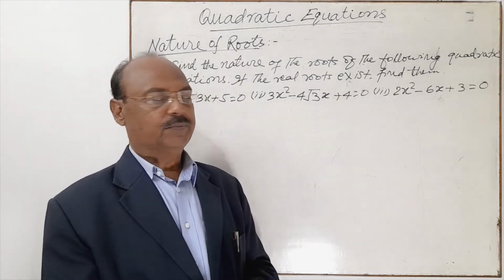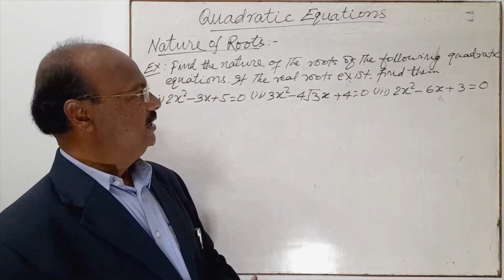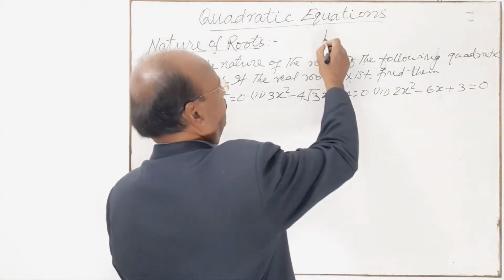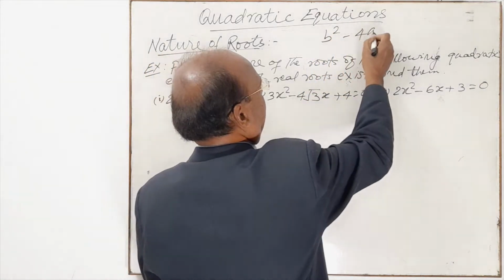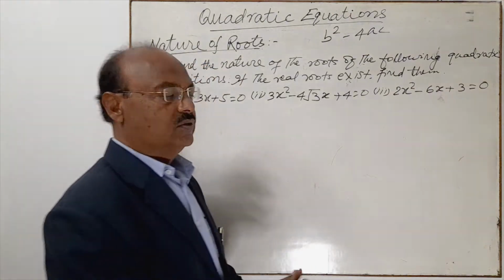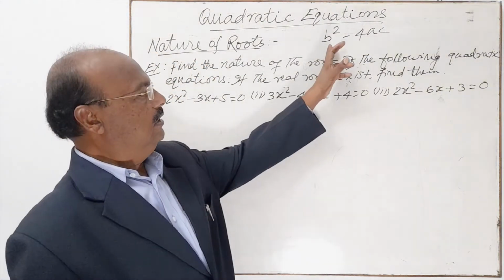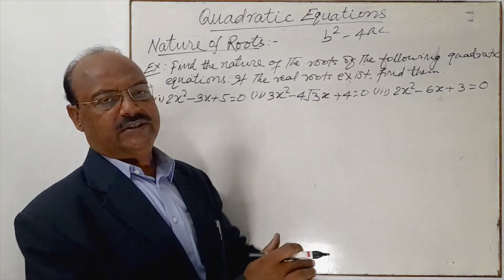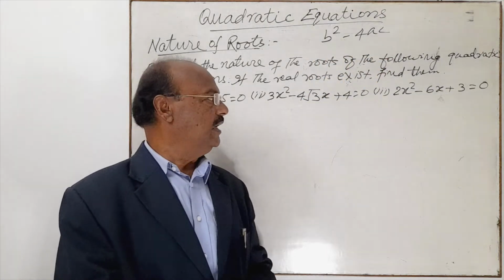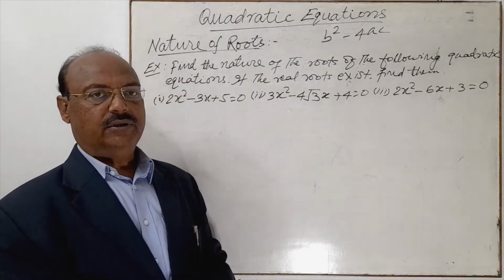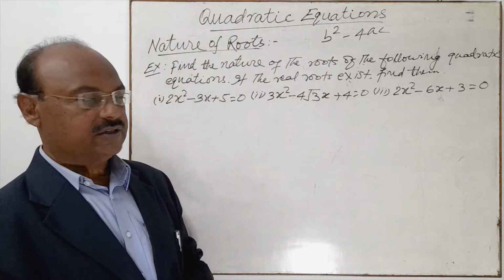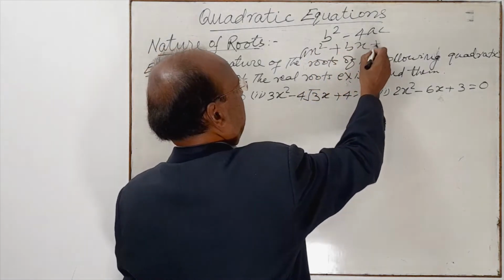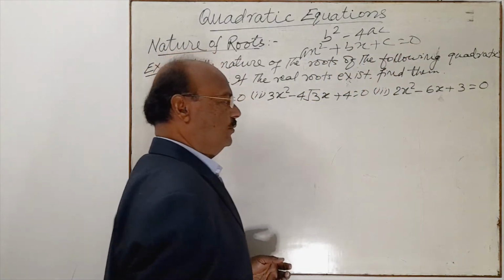By solving these questions, we'll be able to understand more clearly how we can decide nature of roots. So as we have discussed, the nature of roots depends on the value of b square minus 4ac. So first of all, we will get this value b square minus 4ac. As you know, b square minus 4ac is known as discriminant of the quadratic equation, and the quadratic equation in standard form is ax square plus bx plus c is equal to 0.